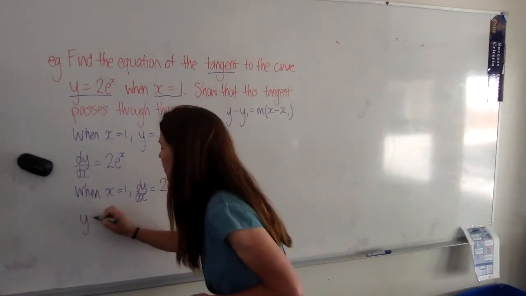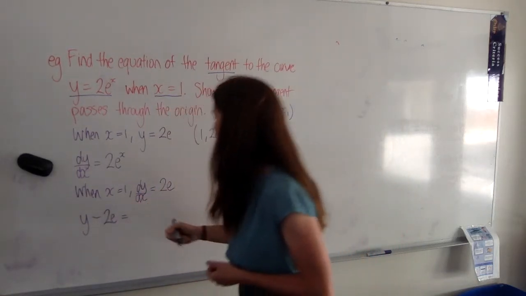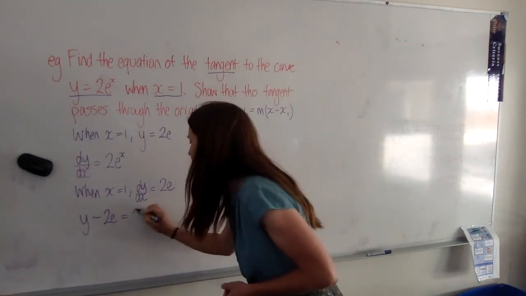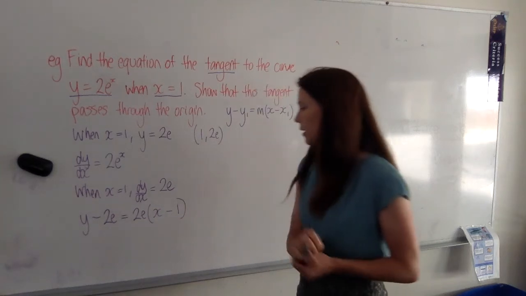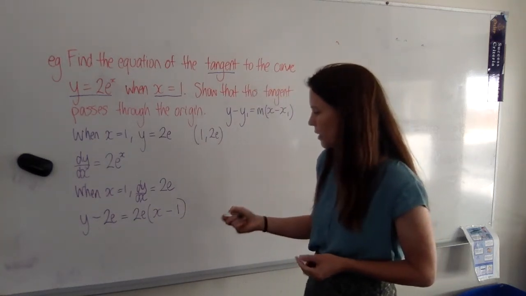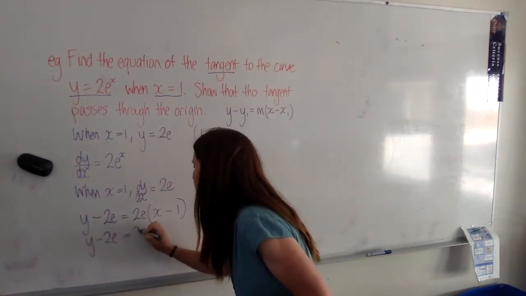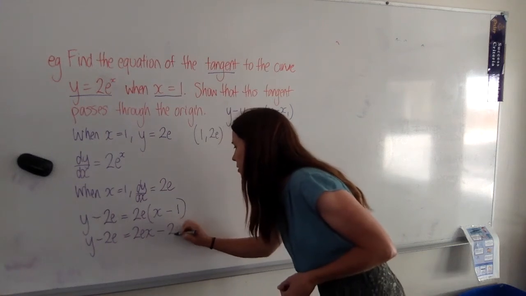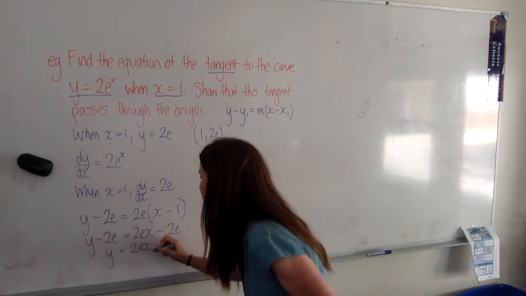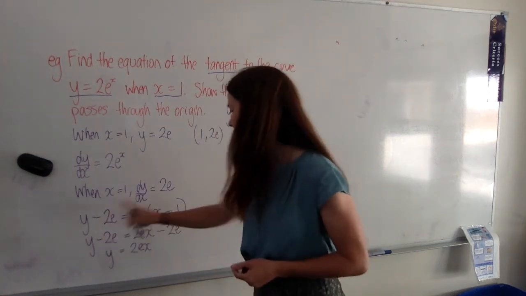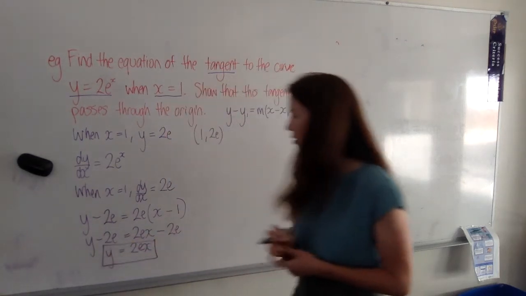Now I'm ready to use this formula. So y minus y1, my y1 is 2e, is equal to the gradient there, which is also 2e, outside of x minus my x value. Now we just need to tidy this up and make it look neat. So expanding out the brackets on this side, we have 2ex minus 2e, and then adding 2e to both sides, I have y equals 2ex. Now if I had minus 2e, but I added 2e, then I'm left just with this. So this is the equation of my tangent.